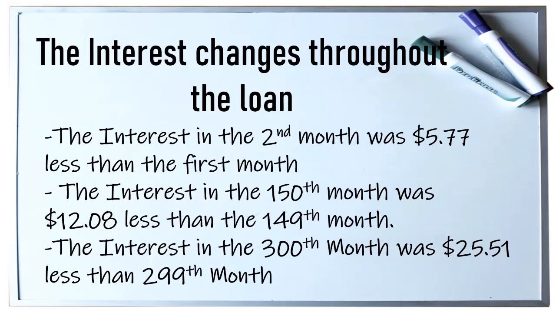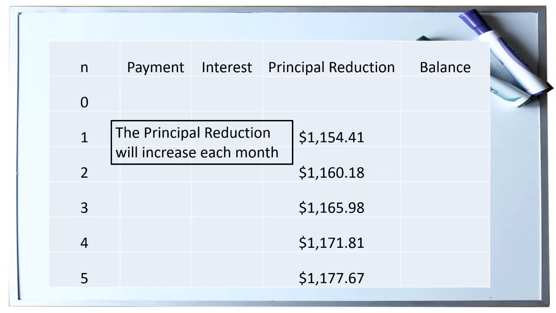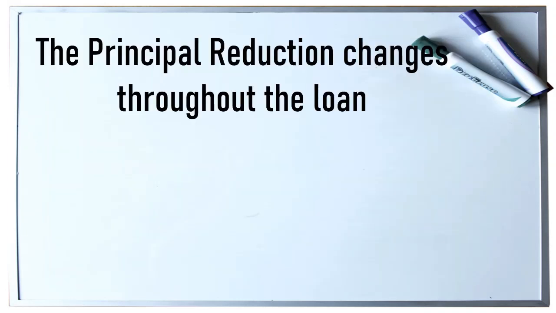Graphically, this can be seen more easily. Here's a graph of the amount of interest that's added each month. We can see the interest over time is dropping at an accelerating rate. Principal reduction is really the reverse of the interest. The principal reduction will increase each month and will do so at an ever accelerating rate. The way the principal reduction changes throughout the loan mirrors exactly what we found with the interest.